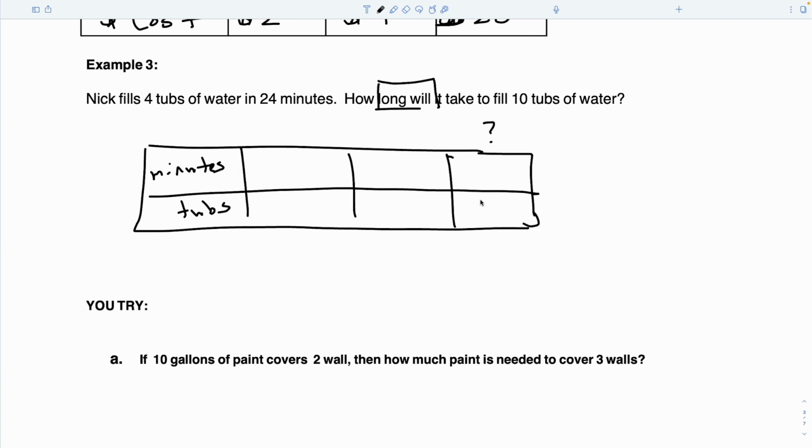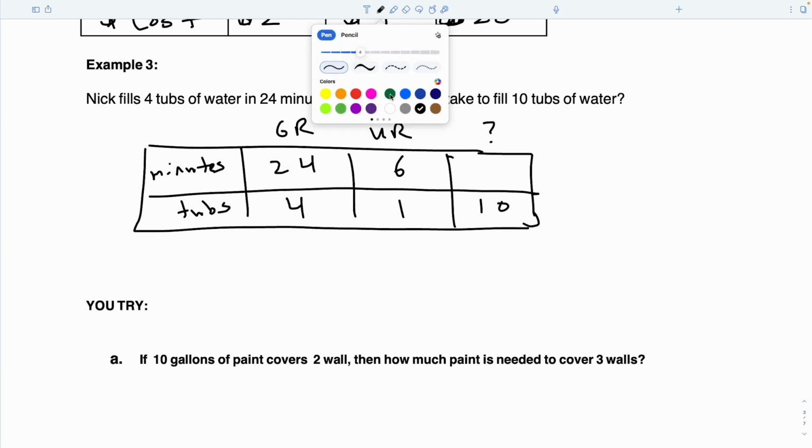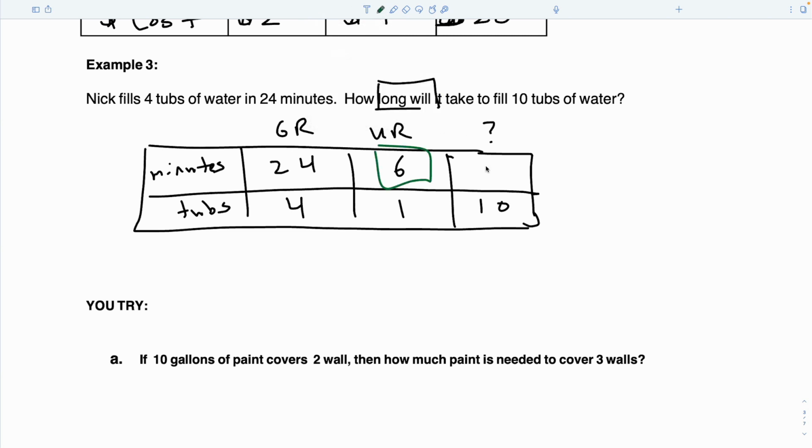So if it's how long in 10, Paige, what would my given rate be? Great. 24 divided by 4 is 6. Sierra, what do I do with the 6? That's my unit rate. 6 times 10 is 60.